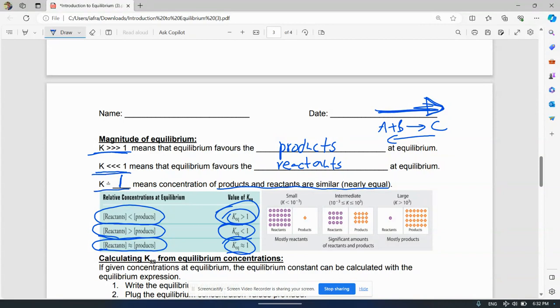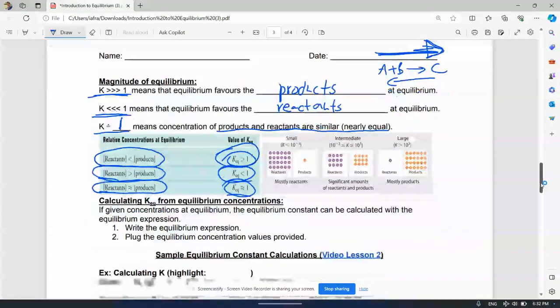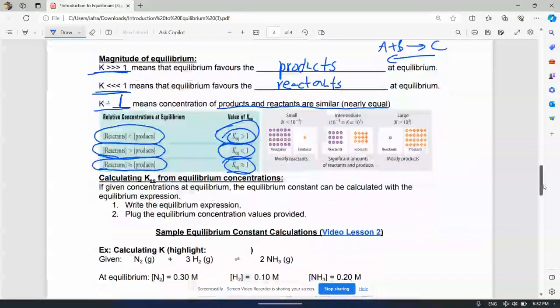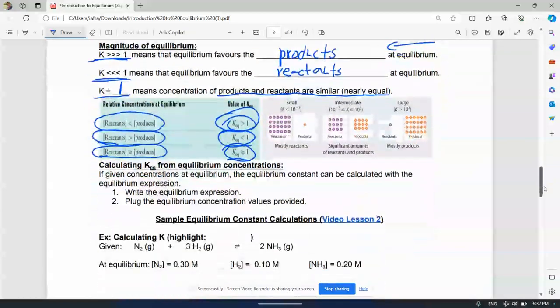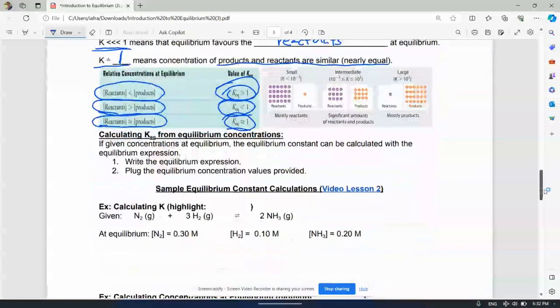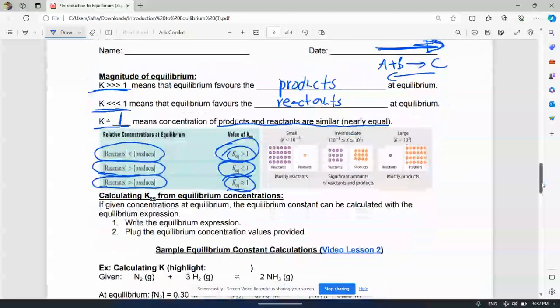So as you can probably guess, our next step in this series of learning videos is to essentially practice calculating the equilibrium value from an equilibrium expression and some concentration data, and then making a conclusion as to whether we are favoring products, reactants, or neither. In other words, we're equal.